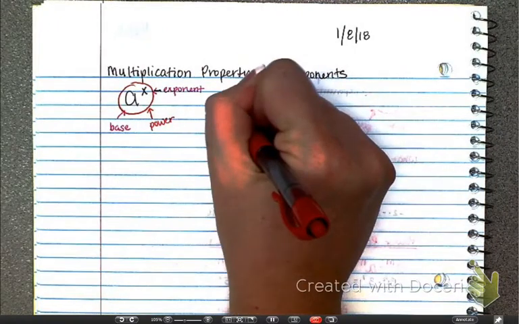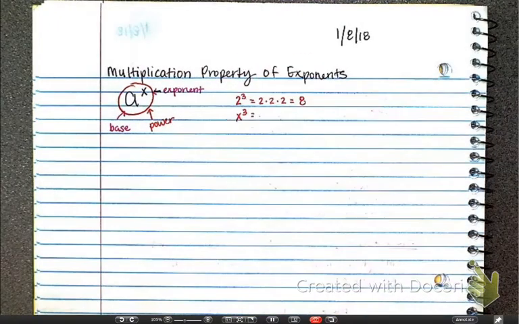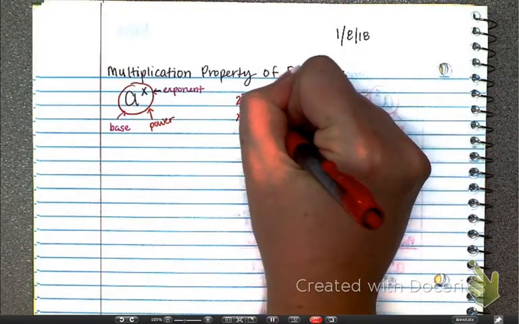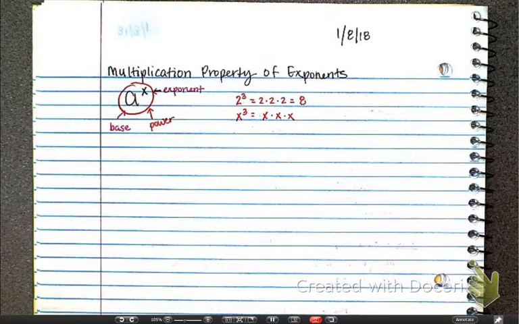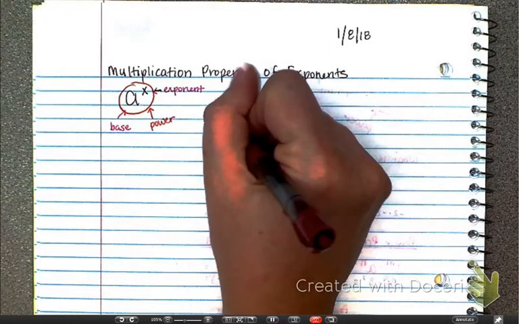How would I write out x to the third power? X times x times x. Okay, you have 3 x's. Now it's still x to the third, but if you wanted to expand it, that's how you would expand it. This next one is going to be the most important and the most missed.